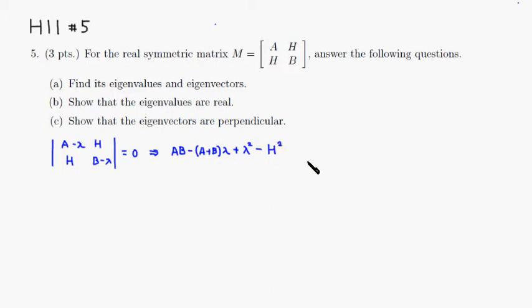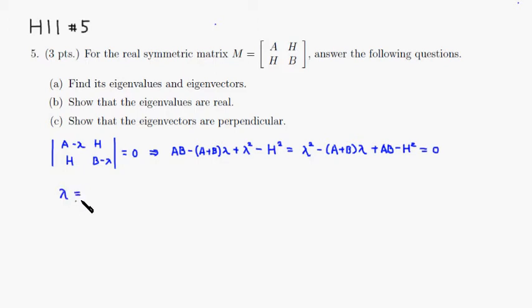So let's clean this up a bit. I'm going to put the lambda squared first: lambda squared minus quantity A plus B times lambda, plus AB minus H squared. We want this to be 0. So this is just a quadratic equation in lambda, and we can use the quadratic formula.